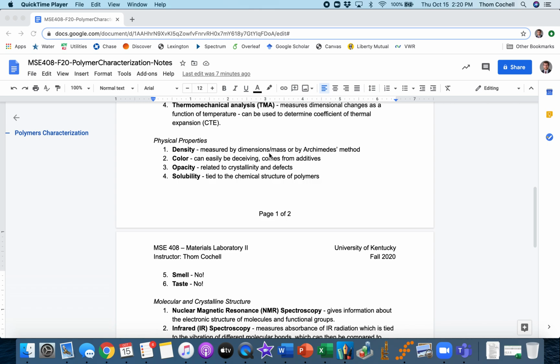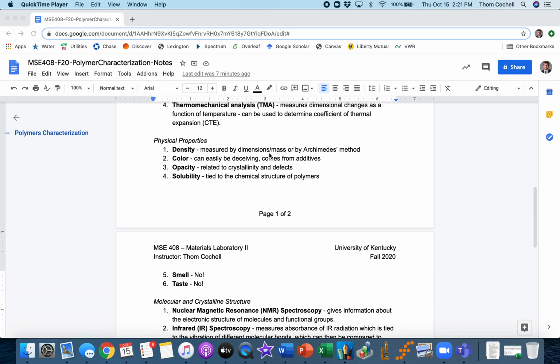Opacity, or how transparent something is. This is really important. It is often something that changes from sample to sample, and it's heavily connected to crystallinity, so how crystalline something is, and also the defects in that sample. So this is a useful characteristic to look at when you're looking at your samples. Again, some caution has to be paid, because additives, solid particles, and so forth can affect the transparency as well.